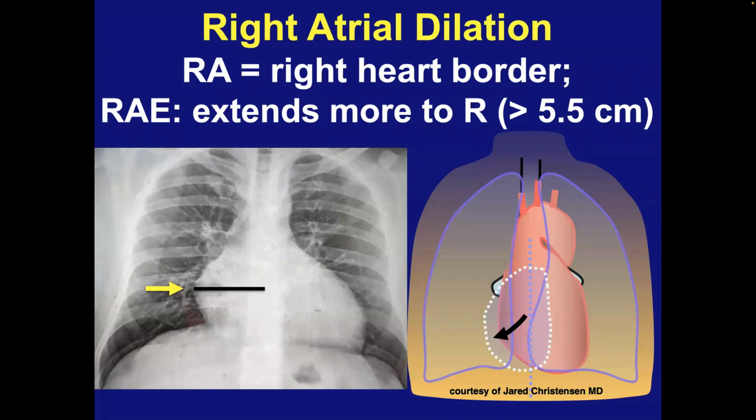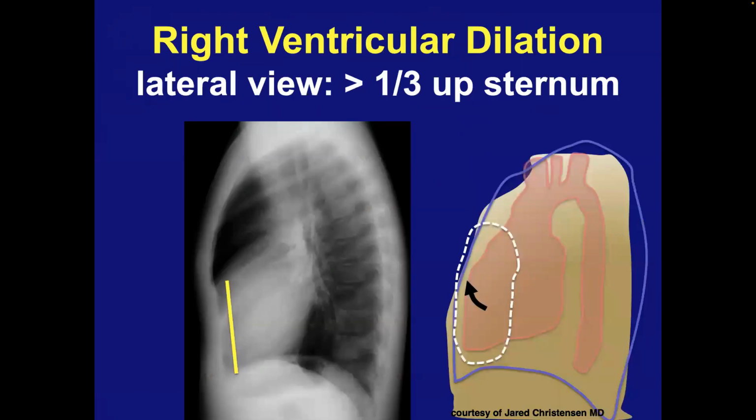Well, the right atrium forms the right heart border, and when it gets big, it protrudes more and more into the right hemithorax. There is a measurement on a PA film from midline spine to right heart border, which should measure less than 5.5 centimeters, but I think most people just look to see whether the right heart is protruding more than normal into the right hemithorax.